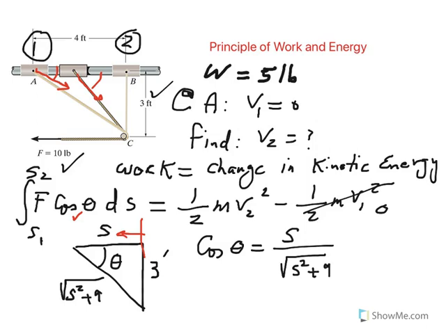So now all I have to do is to put this over here, right? And F is just a constant 10 pounds, and then go ahead and integrate that. And then I have to determine what S1 and S2 are based on the way I picked my position here. So let me go to the next page. So now we have the integral of, remember the force is 10 pounds. Cosine theta is S divided by the square root of S squared plus 9 ds.